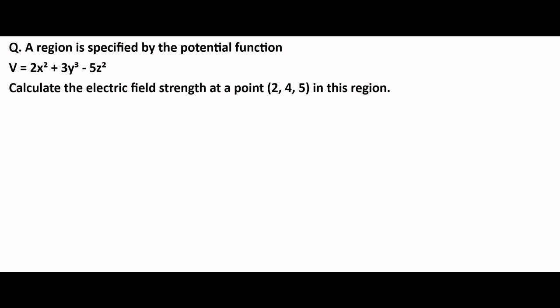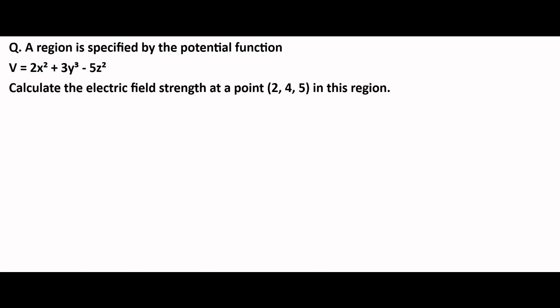So here is another question on electric potential. It is given that a region in space is specified by the potential function V is equal to 2x square plus 3y cube minus 5z square. Calculate the electric field strength at a point defined by the coordinates 2, 4, 5, xyz coordinates, in this particular region.